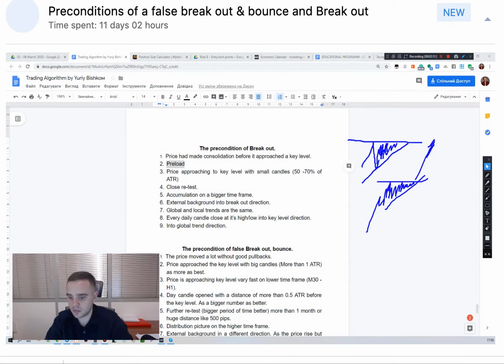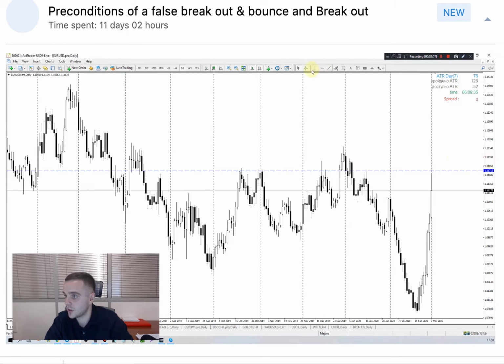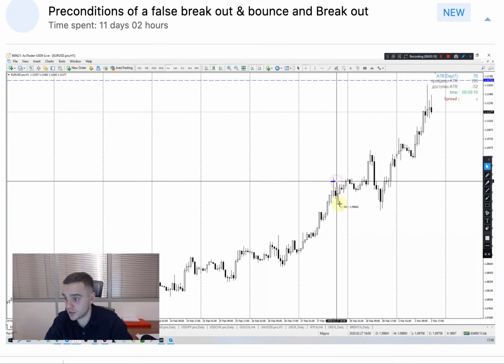Example for you here on Euro USD. Take a look at this example. We had a key level here, 1.10, a round number. From this place price bounced so many times. And what happened here? Take a look. Price came to this key level and made a false breakout. First reaction you can see was a drop. Price dropped 35 pips. But what happened after that?